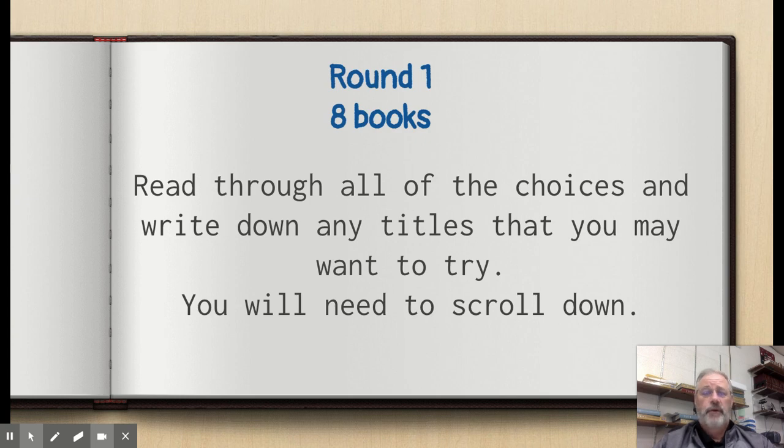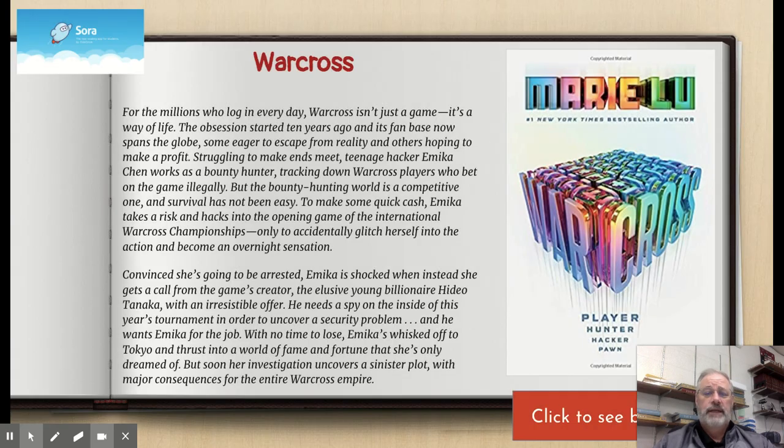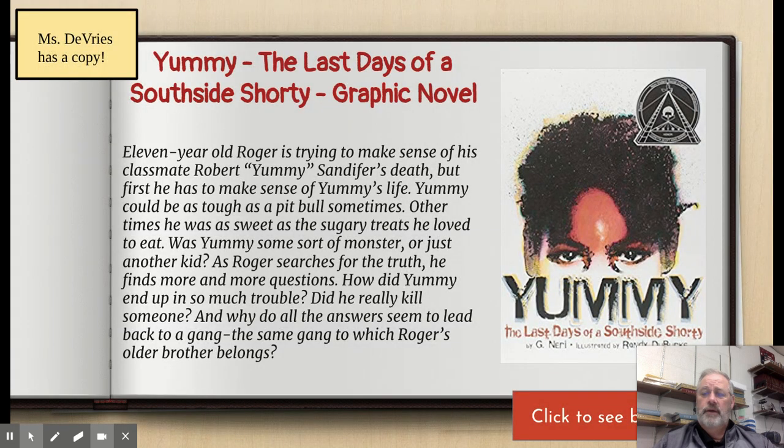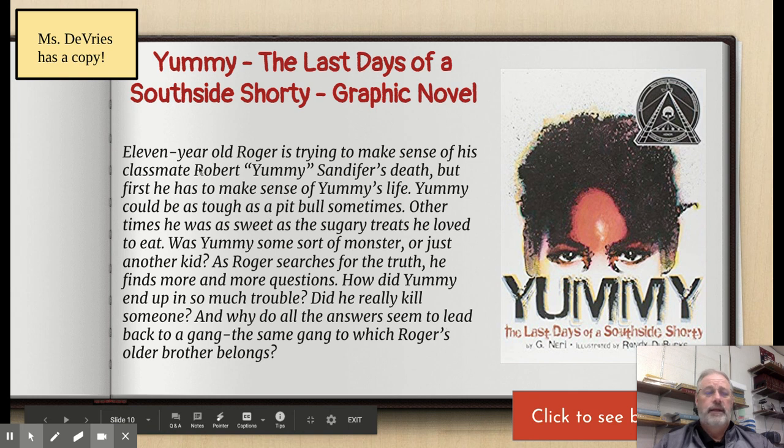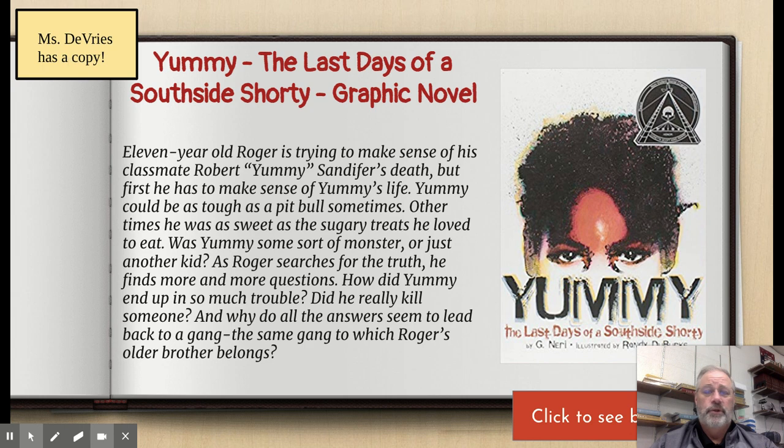All right, so here's what Round 1 looks like. It has 8 books. And again, here's the first one that we had. And if you go through, again, you've got the name of the book, the summary, and a click to see the book review. Up here, Mr. Freeze has a copy of this book. You can email Mr. Freeze and get it from her.